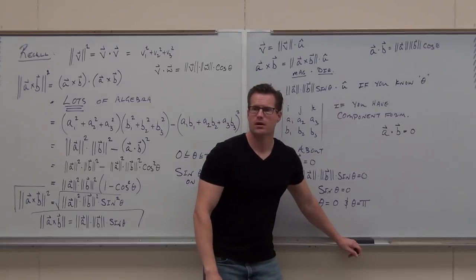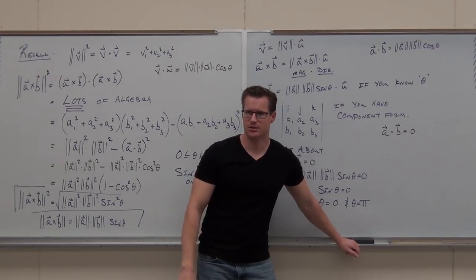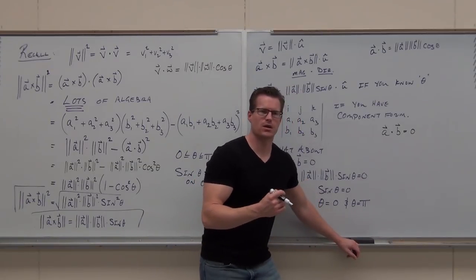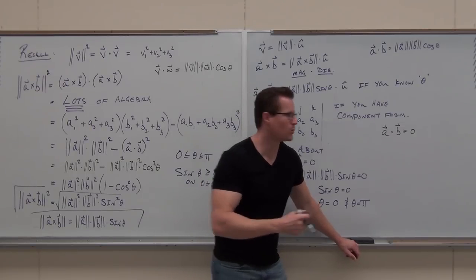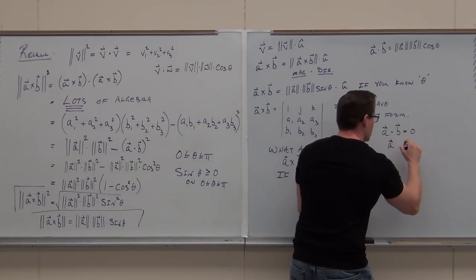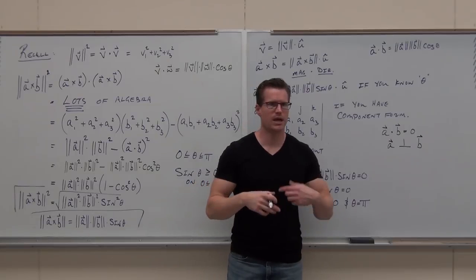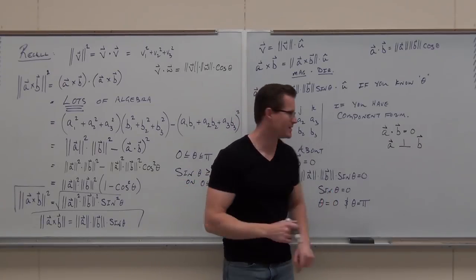What happens if A dot B is 0? What do you know about A? Not about the angle, I mean about the vectors. What do you know about the relationship between the vectors? They are orthogonal, they are perpendicular, they are normal. That's basically what we know. A and B are perpendicular. Does that make sense to you? We just talked about it.